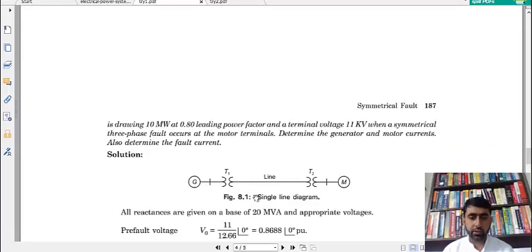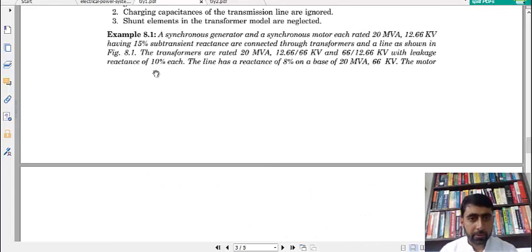This is the figure. We have a generator, a motor, a step-up transformer, a step-down transformer, and a transmission line. We can see that this is the sending end and this is the receiving end. The transformers are rated at 20 MVA, 12.66/66 kV and 66/12.66 kV, with a leakage reactance of 10%. The line has a reactance of 8% on 20 MVA, 66 kV.